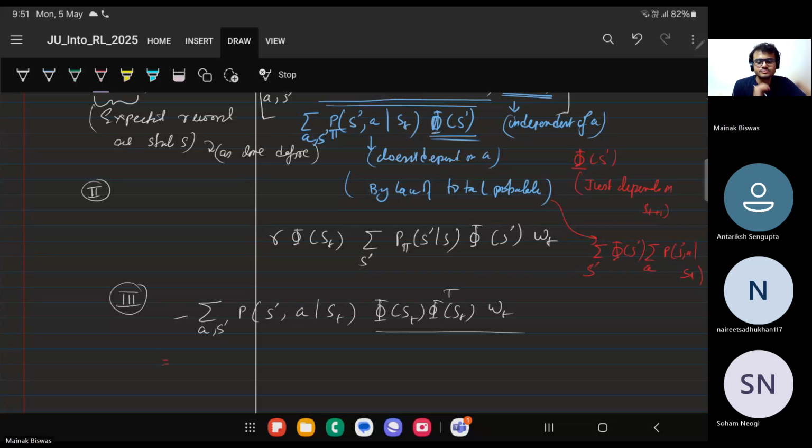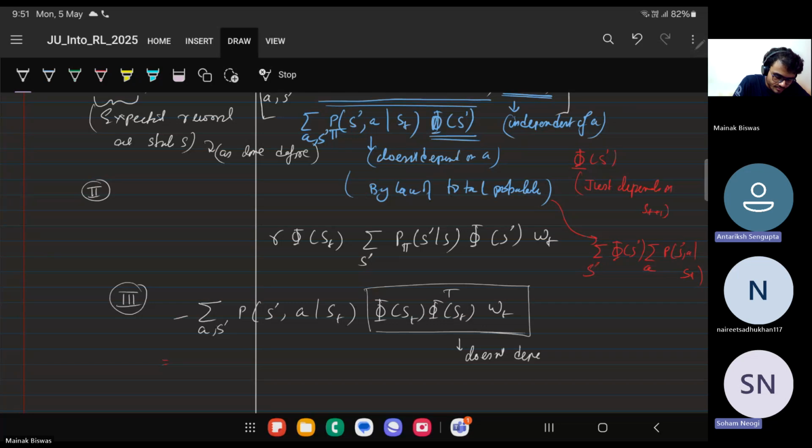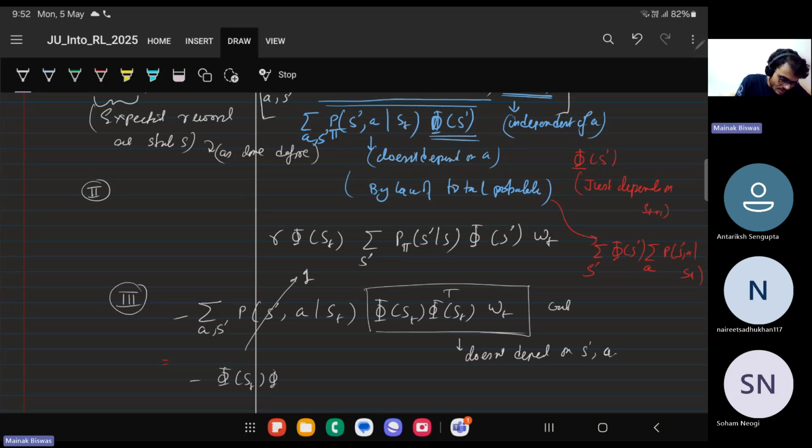What will it be? Simple only. There's nothing much. So we again marginalize the a out, and both a and s can be marginalized out. This equation does not depend on a or on s dash. This is a constant, so this just goes to 1. This is nothing but phi of s_t, phi of s_t dash.